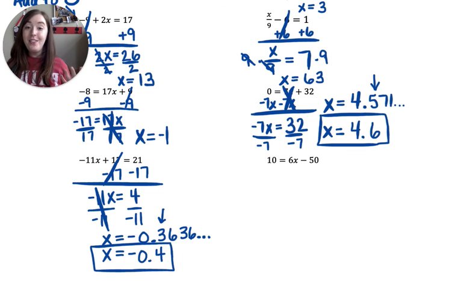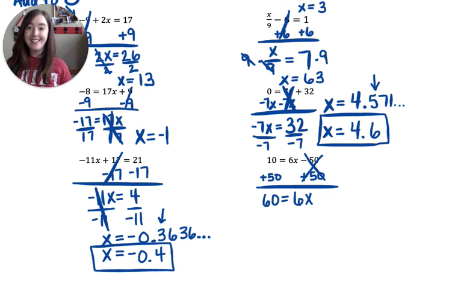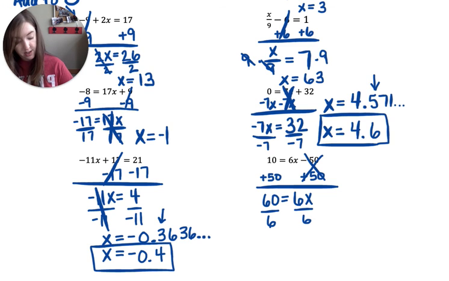All right, how do you think we should solve this one first? What should we do first? So I would add 50 to both sides. 10 plus 50 is 60 equals, negative 50 plus 50 adds to 0, and I'm just left with 6x over here. What do I do next? I'm going to divide by 6 on both sides. So we end up with 10 equals x.